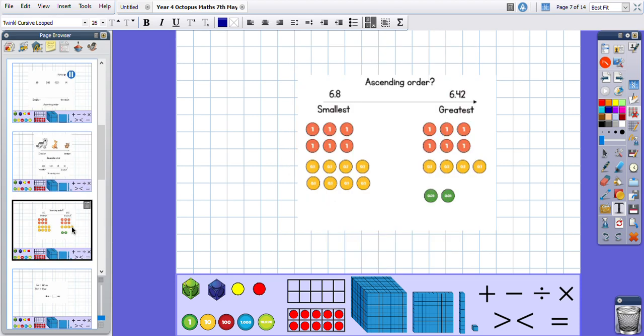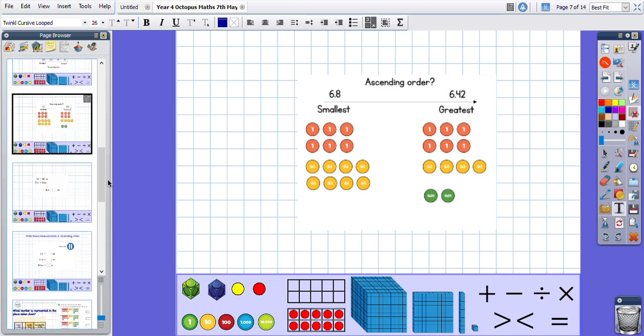So, are these numbers in ascending order? So have a little look as a challenge. Do you think I'm correct that I've ordered these numbers in ascending order? And explain to me if I'm right or wrong.